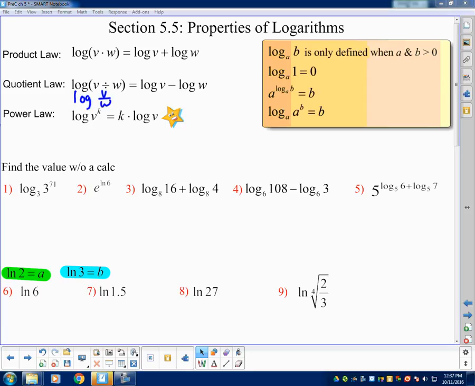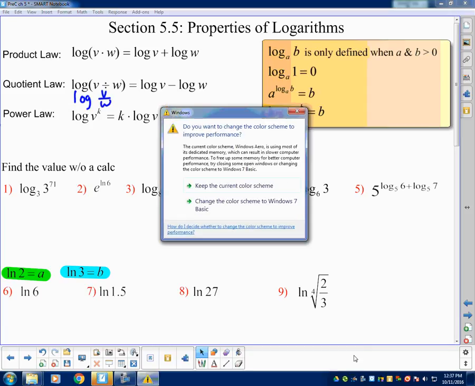All right, so we're going to use either the properties in this yellow box here or the three laws that I put up here to find the value or values of these logarithmic expressions. So log base 3 of 3 to the 71, you see which one that fits into?